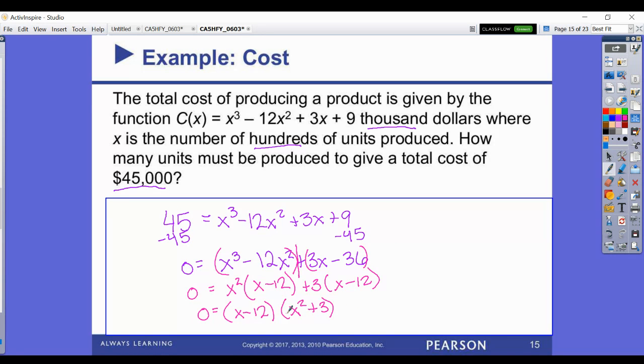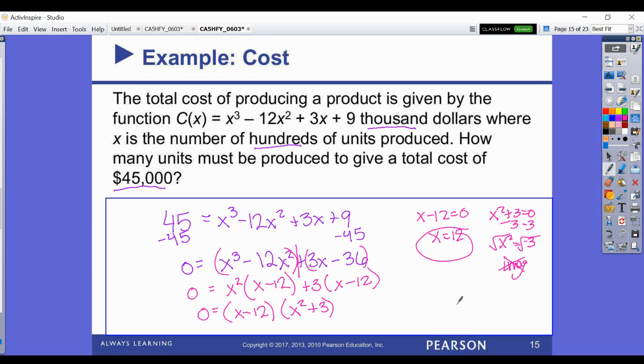And I want to solve that now. So if I set each of those equal to 0, I have x minus 12 equals 0. That means x is 12. And if I have x squared plus 3 equals 0, and I start to solve that, I'm going to have a little problem here. I have the square root of a negative. So this is going to be an imaginary or non-solution that we do not need to worry about.